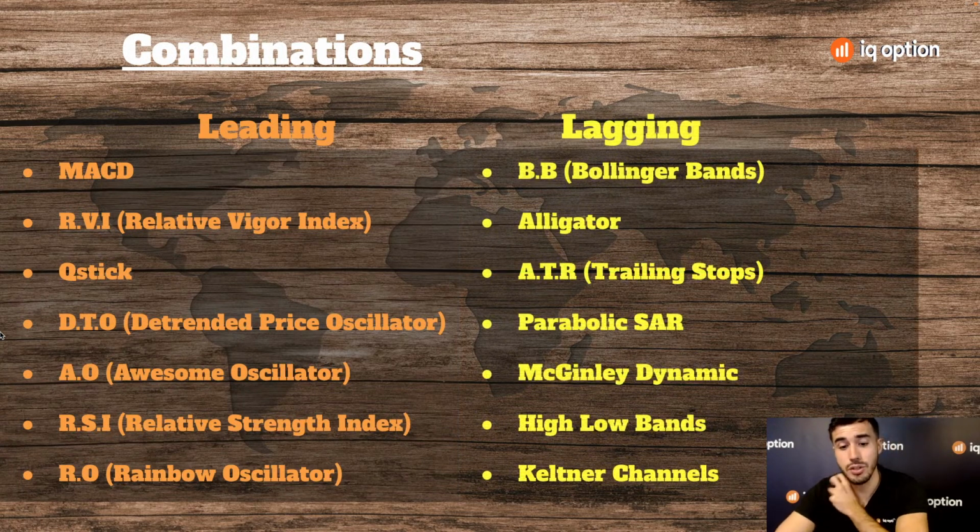So a few combinations, leading, lagging, the 2 different types of indicators. You can mix them. Your moving average, MACD, Q-stick, alligator, all of these, RSI, of course. They all include as well probably a moving average. If not all of them, the vast majority, moving average is very, very used in different ways. So of course, not always as a simple moving average, but in different ways.